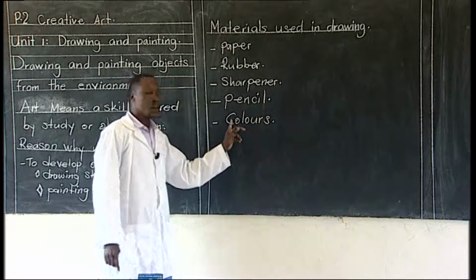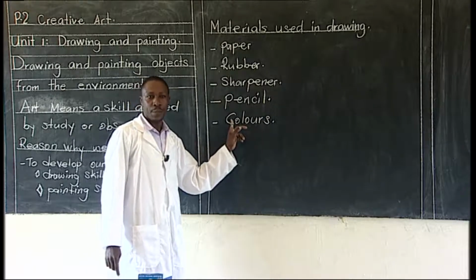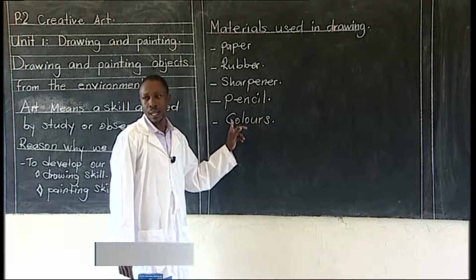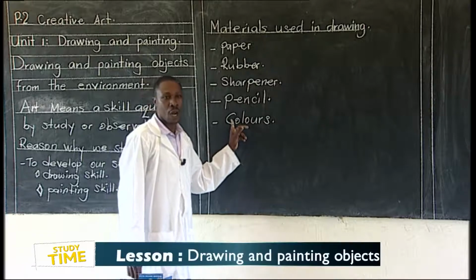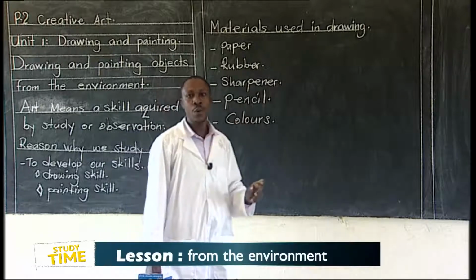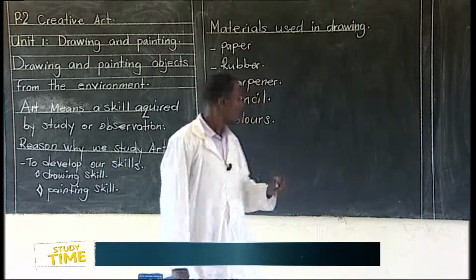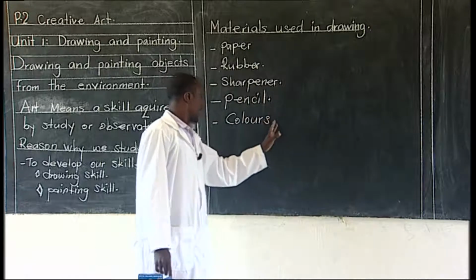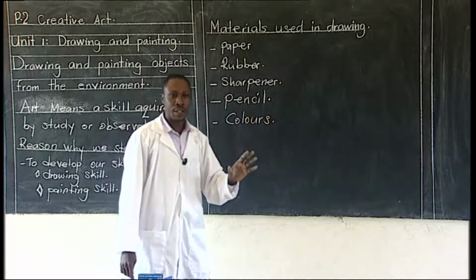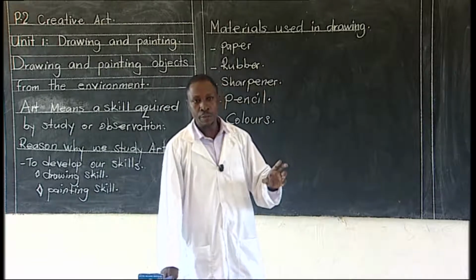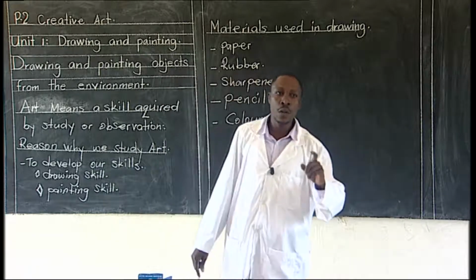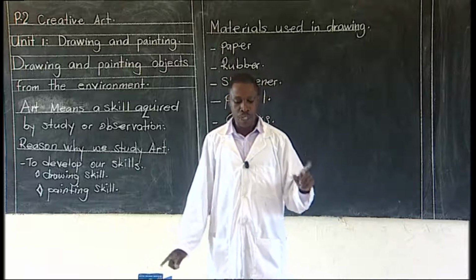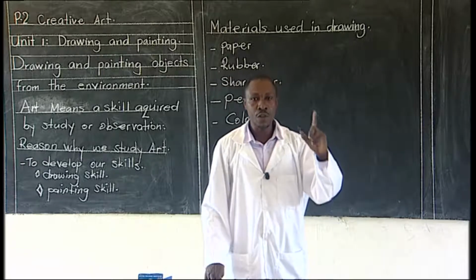We have said we are having colors. You can use any color to shade your object or your shape which you have drawn. Excellent. Don't mind about these colors. Use whatever you come across from the environment. You can use charcoal. You can use leaves to shade what you have drawn.